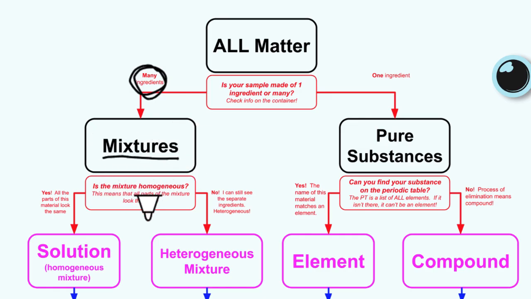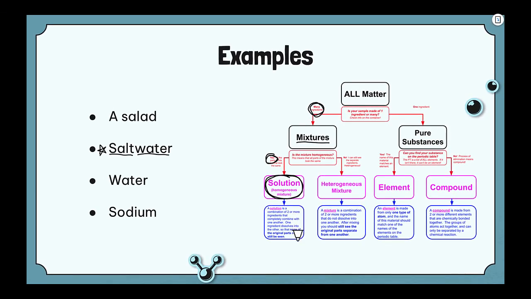Is this mixture homogeneous? When salt and water combine, the salt and the water dissolve into one another, meaning that all parts look the same. Every spoonful of salt water looks the same as every other spoonful. This substance is homogeneous, which means now we're dealing with a homogeneous mixture, which we often refer to as a solution.